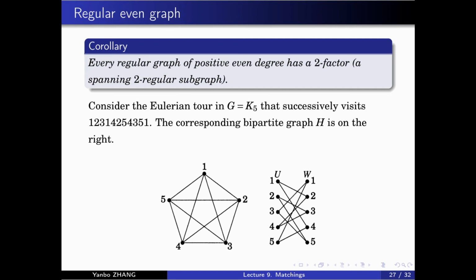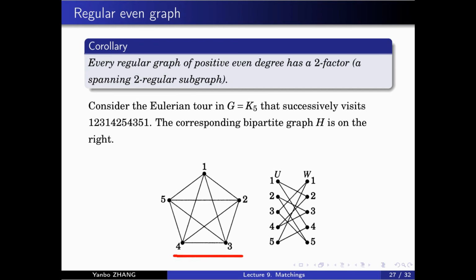So a cycle is a two-factor. A disjoint union of cycles is also a two-factor. So a two-factor is literally a disjoint union of cycles.